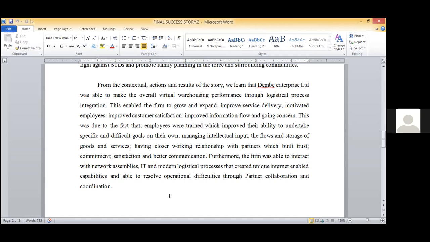Having a closer working relationship with partners built trust, commitment, satisfaction, and better communication. Furthermore, the firm was able to interact with network assemblies, IT, and modern logistical processes that created unique internet-enabled capabilities and was able to resolve operational difficulties through partner collaboration and coordination.